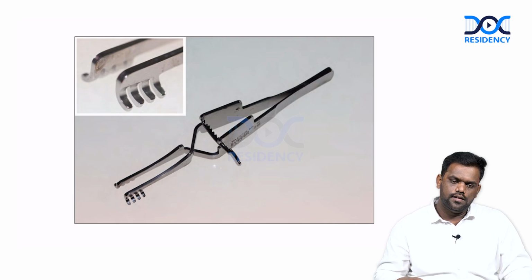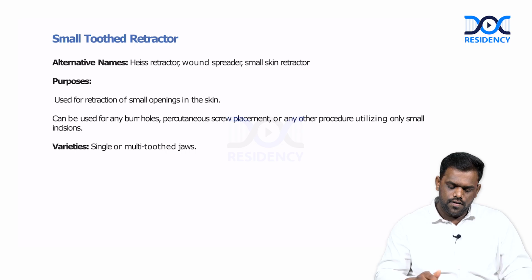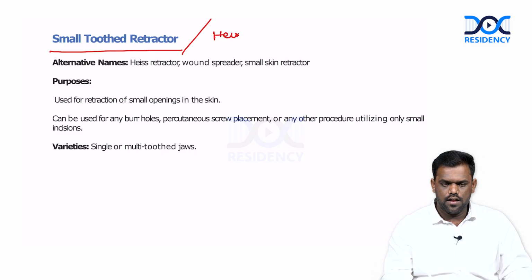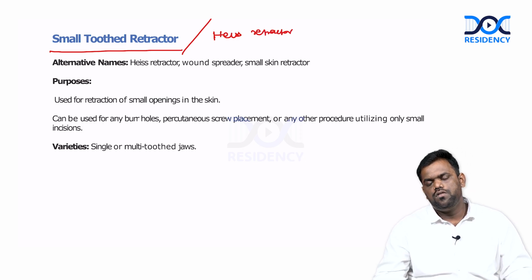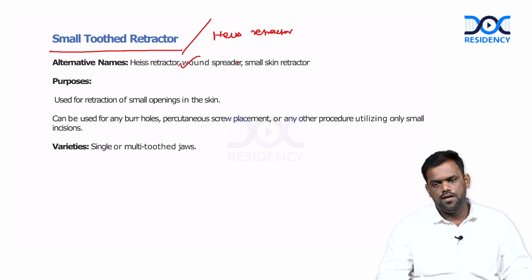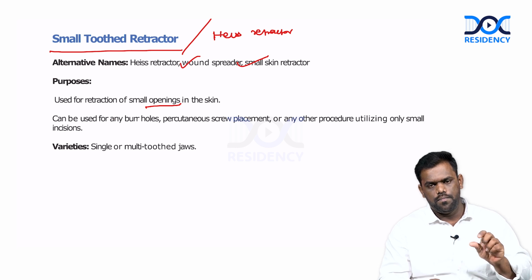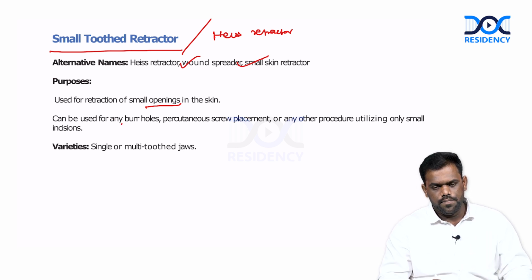Identify this retractor, which has the locking system. Okay, this is your small tooth retractor, otherwise called Heath retractor, also called wound spreader or small skin retractor. It is useful for retraction of small openings in the skin, for any burr holes or percutaneous screw placement, and any other procedure utilizing only a small incision. It is also available in single or multi-toothed jaws.